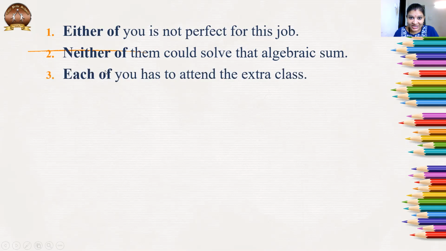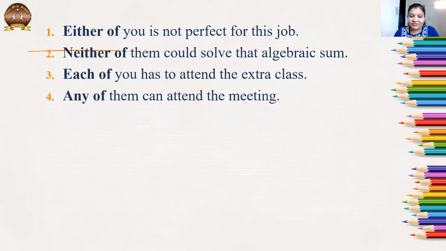So we are singling each member out. We are talking about all, but singling each one out. Each of you has to attend the extra class. So I'm talking to a group, but I'm singling each one out. Understood? Any of them can attend the meeting. Now here is also a group and I am giving that option to all of them. Any of you come and attend the meeting.